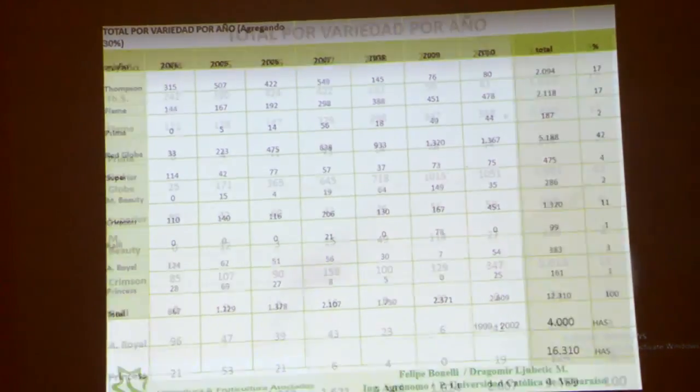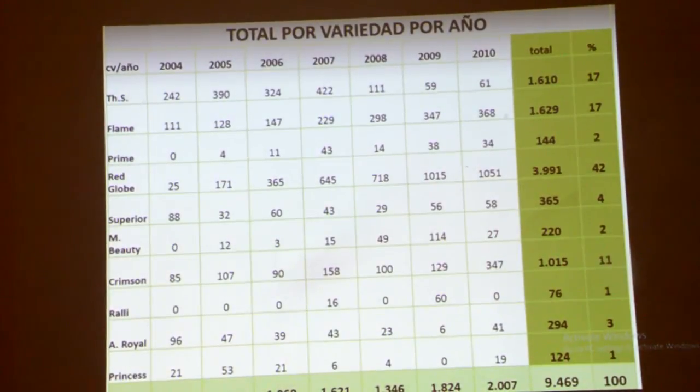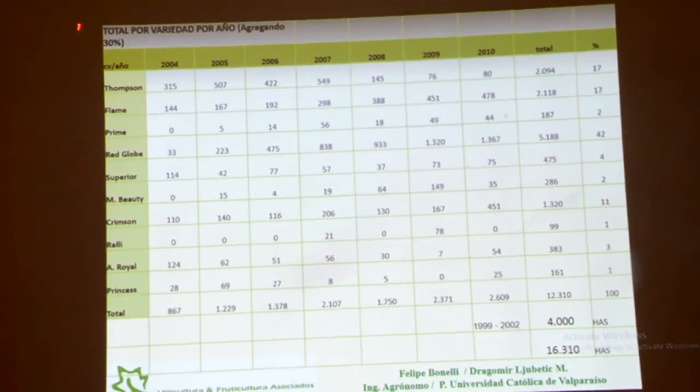But these are the official numbers coming from 70% of the vine nurseries. So if we add 30%, we extrapolate that we'll have maybe 12,000 hectares of rootstock in Chile. Well, 16 or 12? 12 plus 4,000 from the years before that, maybe 16, but that's not official.